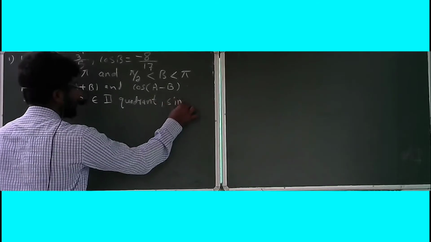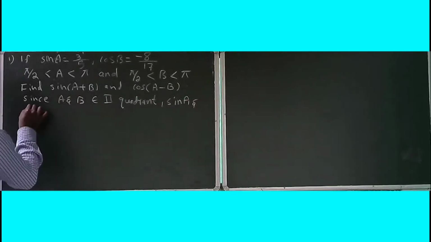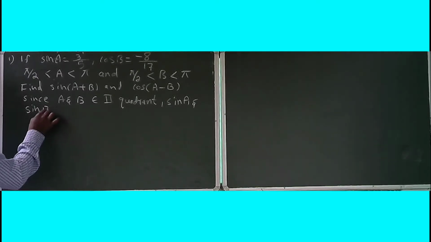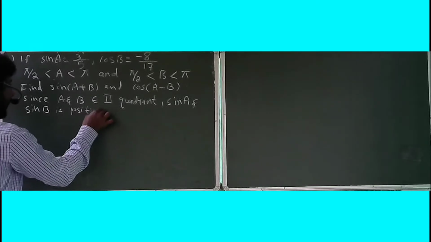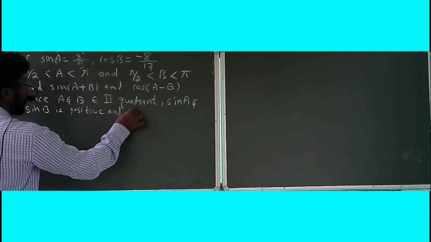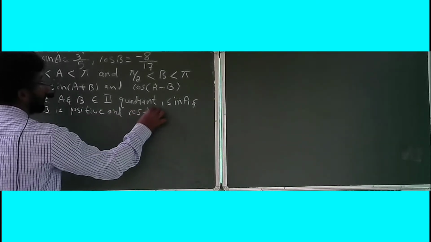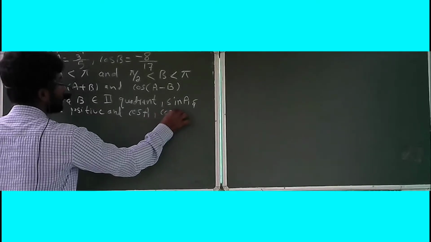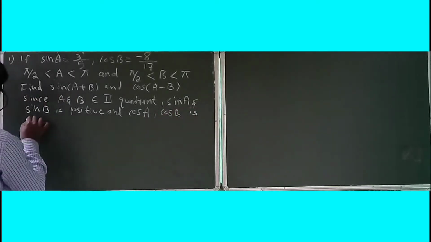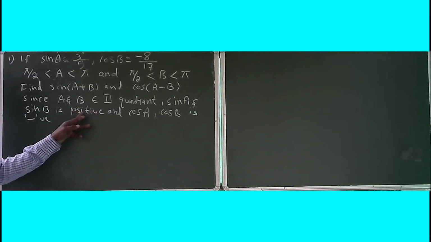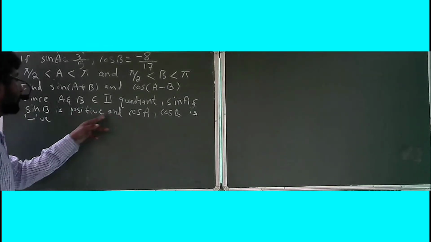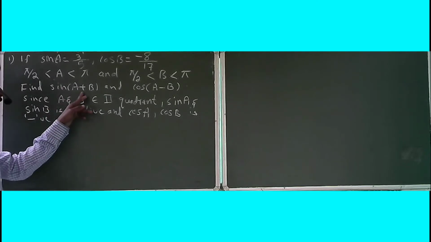Sin A and sin B are positive, and cos A, cos B are negative. Okay, clear? Why are we writing sin A, sin B and cos A, cos B? Because the question is sin of A plus B.